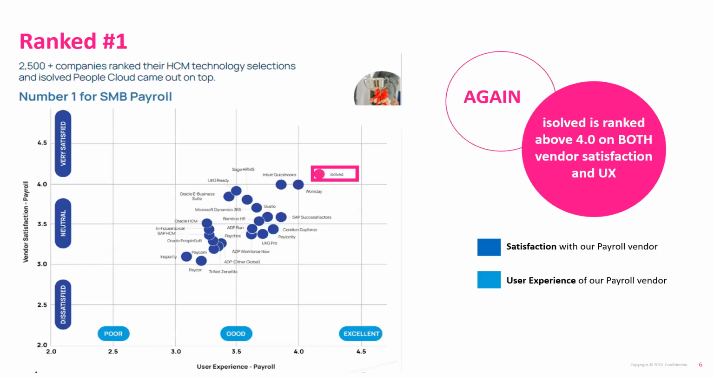They reached out to a little bit over 2,500 of them. We're not quite sure who they spoke with on the list, but we do know that they did meet with them. They've asked the same questions and utilized the same rating scale across the board. And for the second year in a row, you'll see over here that Isolved has ranked #1 in all categories.